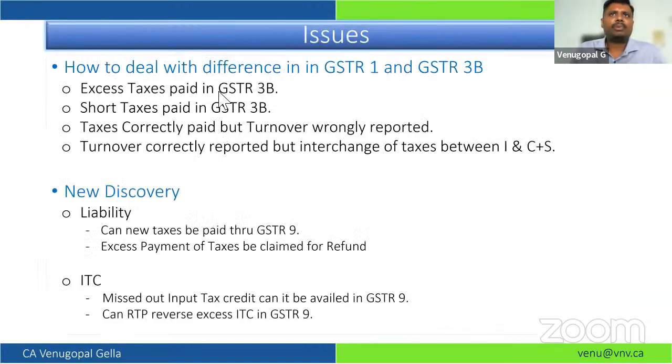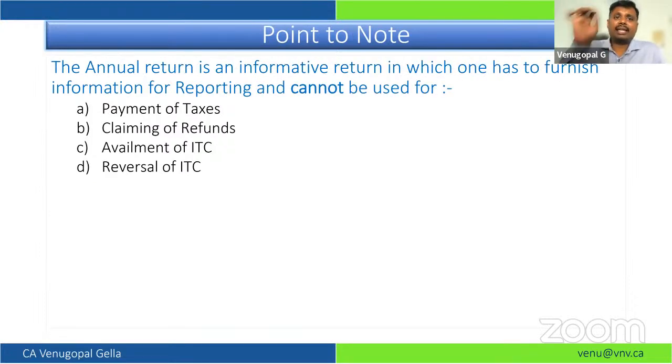The primary questions that come up are: if I have excess taxes paid or short taxes paid, how do I handle it? If I discover a new liability or some ITC, how do I do it? Please note, GSTR-9 is not a form for making payment of taxes, for availing refunds, for availing ITC, or for reversing ITC. If you have missed out any liability to be paid, you will be paying through DRC-03, and you will not be paying through GSTR-9. GSTR-9 is not for that, you will be using DRC-03.